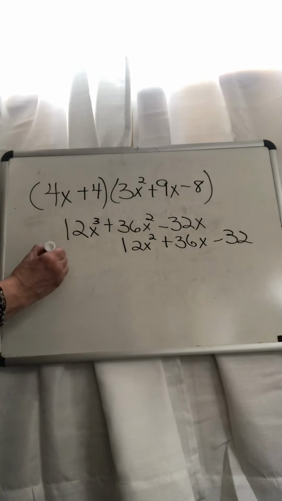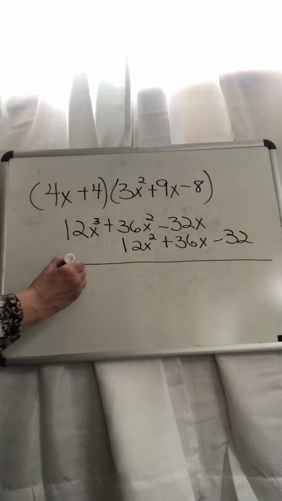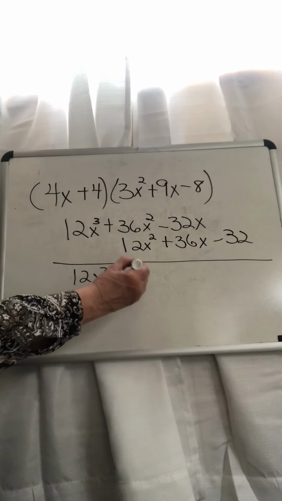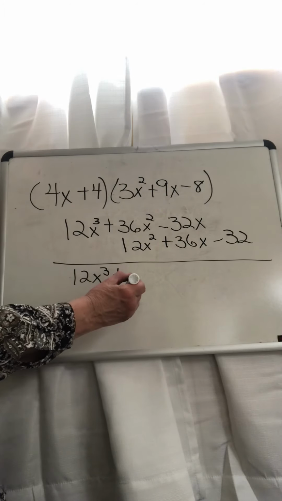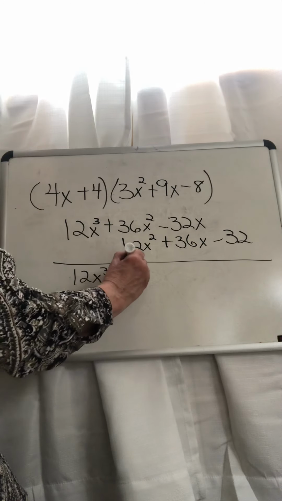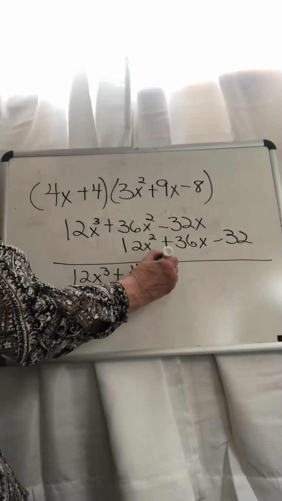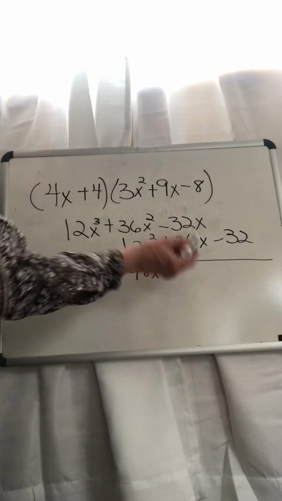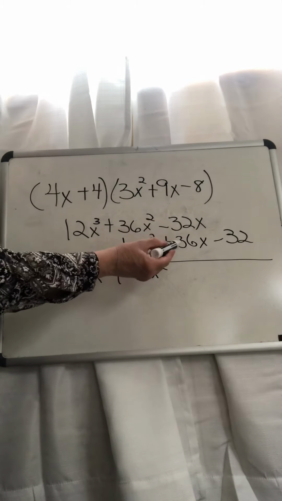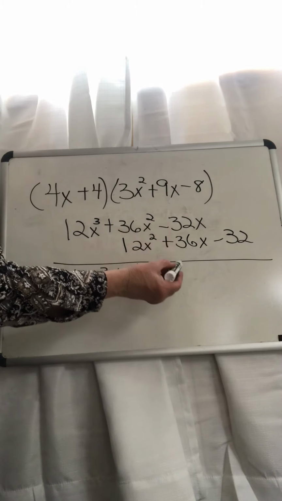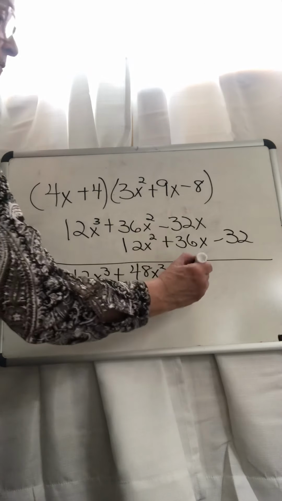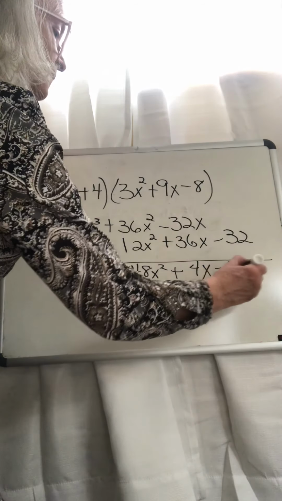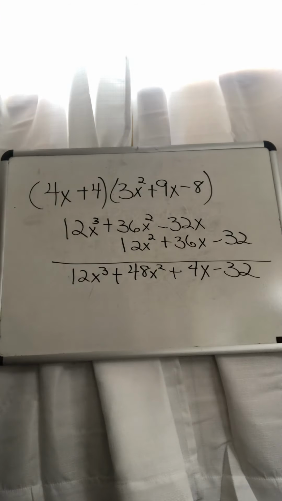Okay, so let's add the like terms together. 12x cubed doesn't have a like term. 36 and 12 have the same exponents and the same variable, so we get 48x squared. 32x and 36x have the same variable. A negative plus a positive, in this case, will be a positive, and it's going to be a 4x. And then minus 32. And then we're finished with that one.